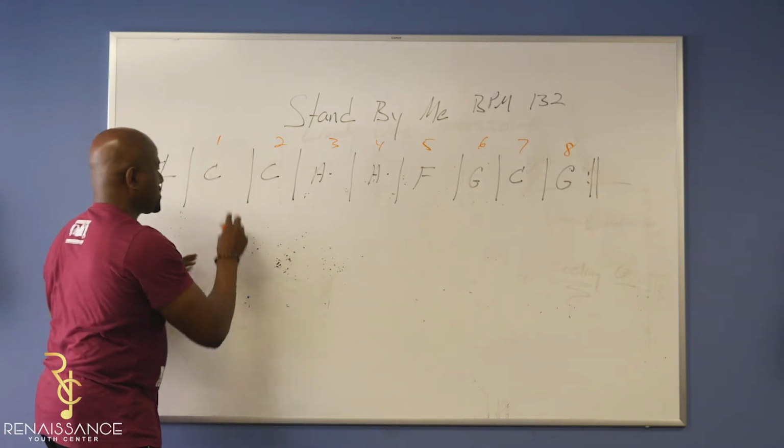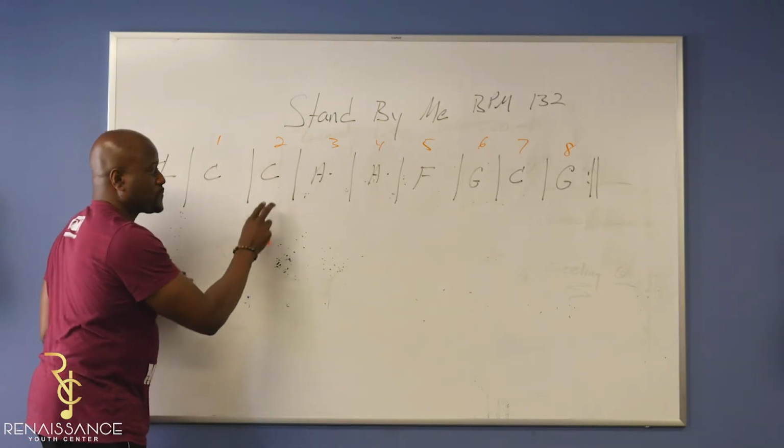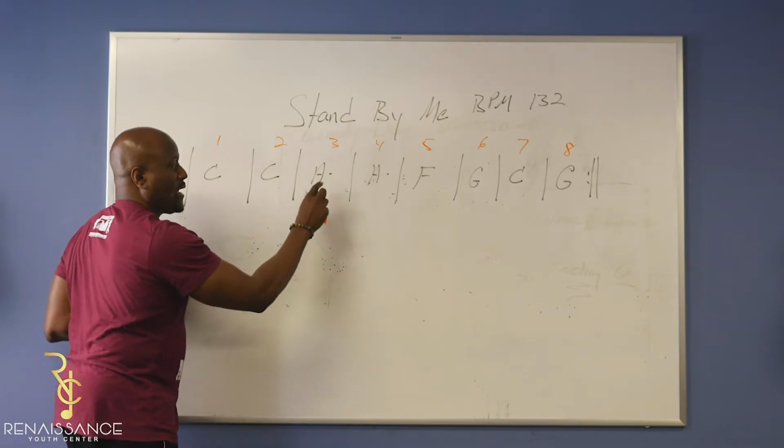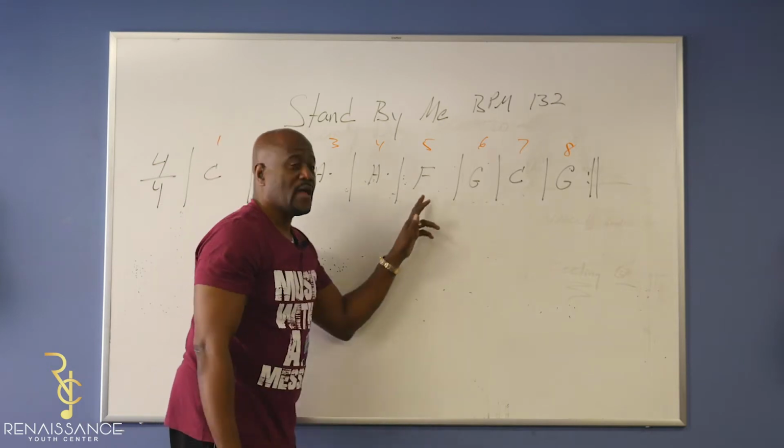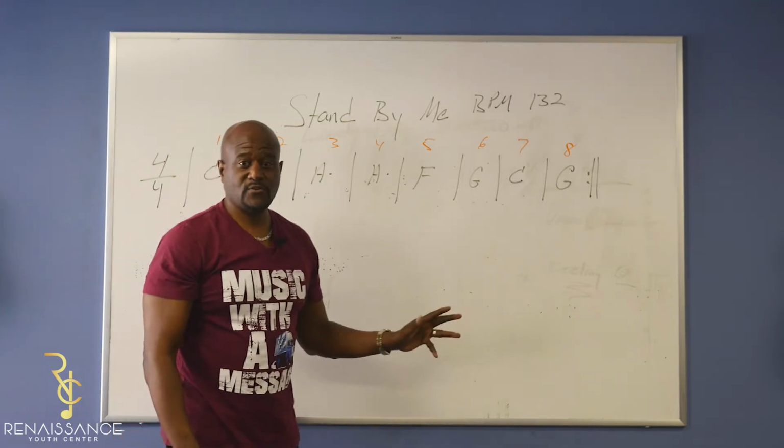All right? So it's C, 2, 3, 4. C, 2, 3, 4. A minor, 2, 3, 4. A minor, 2, 3, 4. F, 2, 3. So on and so forth, right?